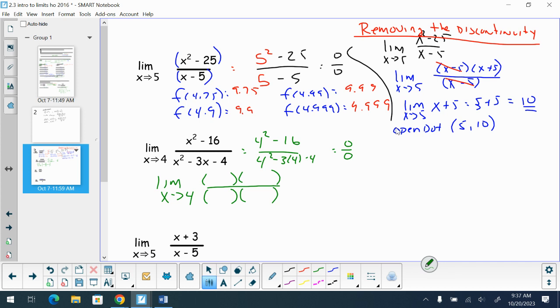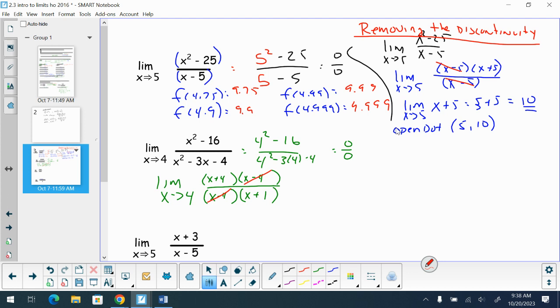So drag along your limits with that. So we have a limit as x approaches 4. Top is once again a difference of perfect squares: x plus 4, x minus 4. Bottom factors as what? So we factor, we look to cancel, and then we can sub.